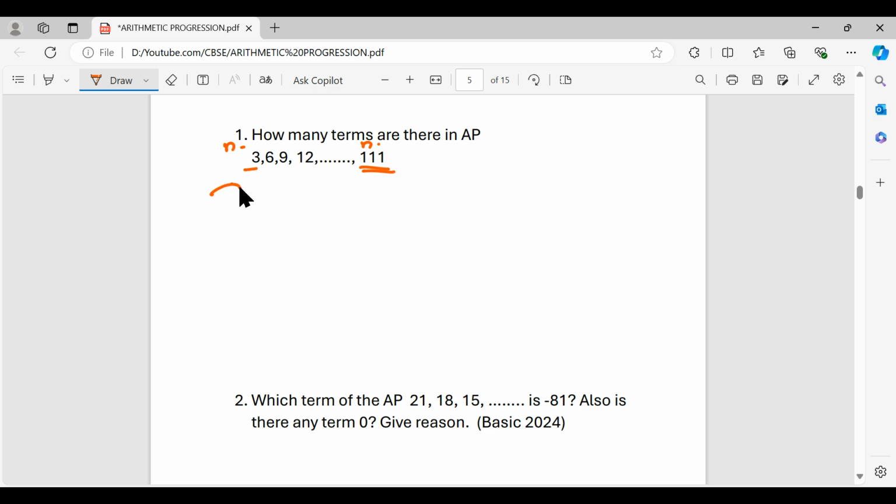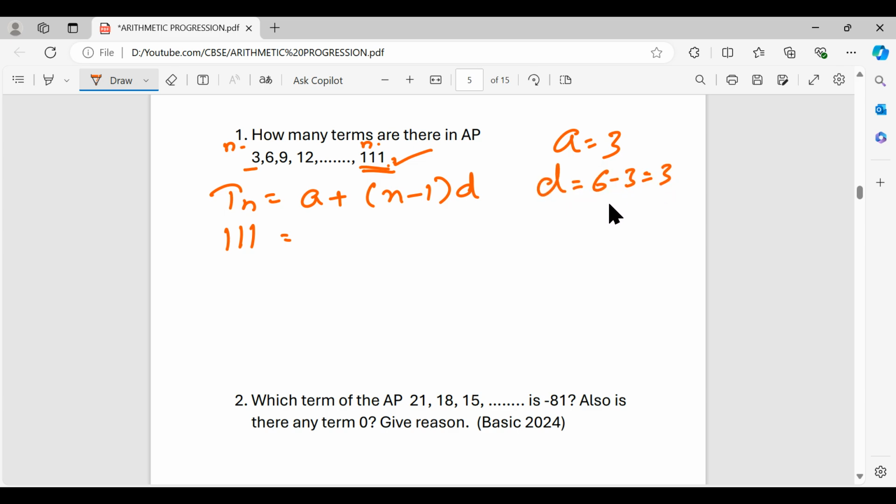So our nth term formula is Tn equal to a plus n minus 1 times d. What is your nth term now? Your nth term is 111, because we are looking for at which position 111 will come. So 111 equals a, which is 3, the first term, and the difference: 6 minus 3 gives you 3, 9 minus 6 gives you 3, 12 minus 9 also gives you 3, so the difference is 3. So we will write 3 plus n minus 1 times 3. We can simplify this.